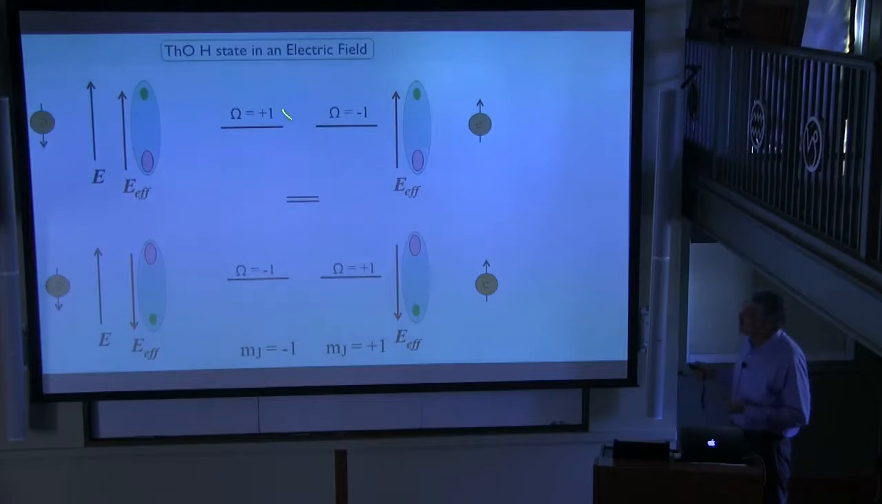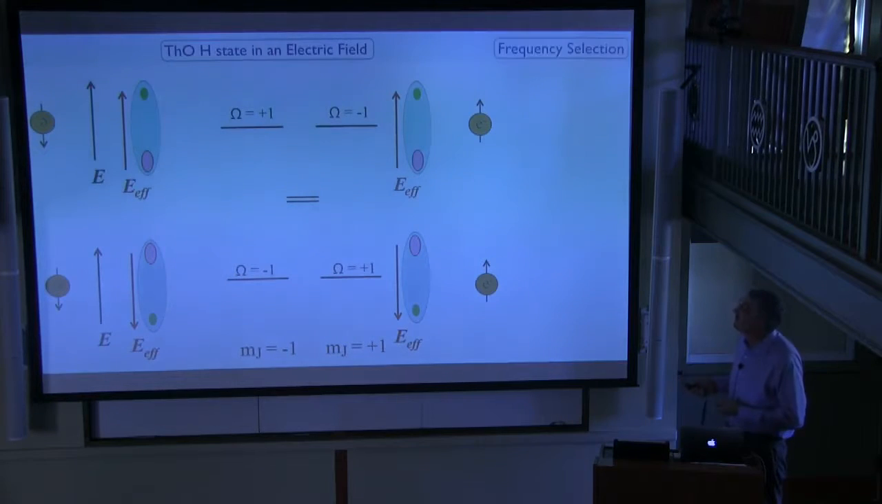If we take thorium oxide, again in this H state, this triplet delta 1 state, the levels break up in this way. Here's the applied electric field. Here's the effective electric field within the molecule. Here is that quantum number omega, the projection of the angular momentum along the internuclear axis. Here's MJ, MJ minus 1, and MJ plus 1 are these states. These correspond to the orientation of the electron within the effective electric field of the molecule. We're just going to ignore these states for now.